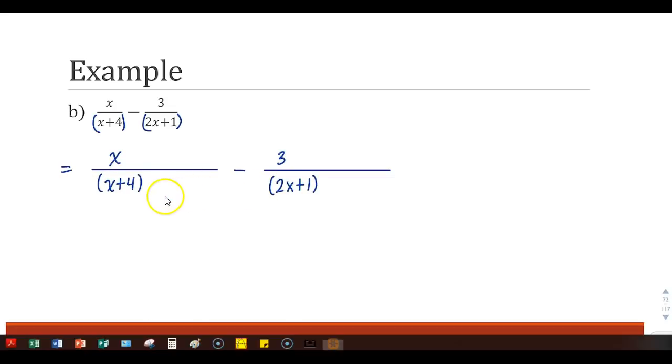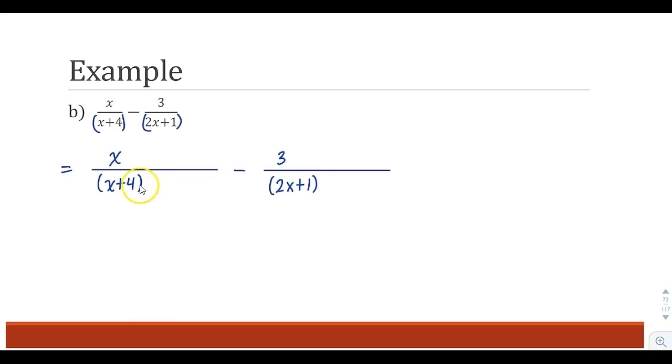And I need them to have the same denominator. So I'm going to start on the left-hand side. Well, the left-hand side has a copy of x plus 4, and I'm going to need it to have a copy of 2x plus 1 involved as well. So I'm going to need to put a copy of 2x plus 1 in parentheses in the denominator over here. And then I'm going to have to match it, multiply on the top by 2x plus 1. So now they're starting to look like the same denominator.